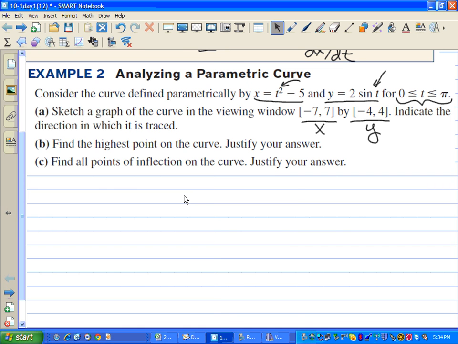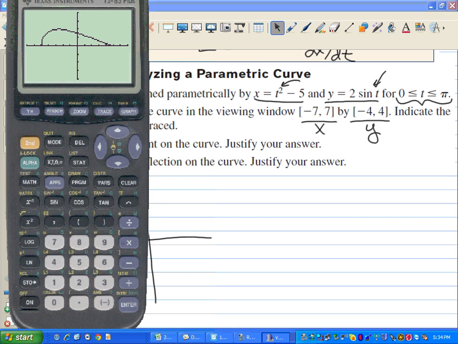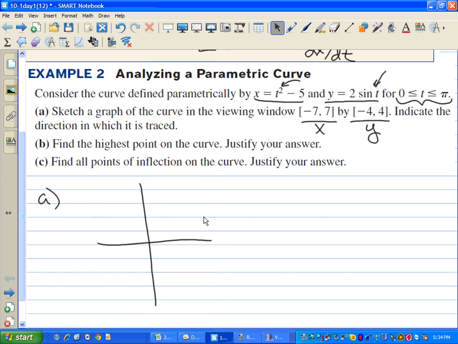If this is a calculator part of the test, for letter A, we would just draw a rough sketch of this. It starts at about -5 on the x-axis, then goes up to somewhere past 1. So it's looking something like that, and we have the direction that it was graphed.